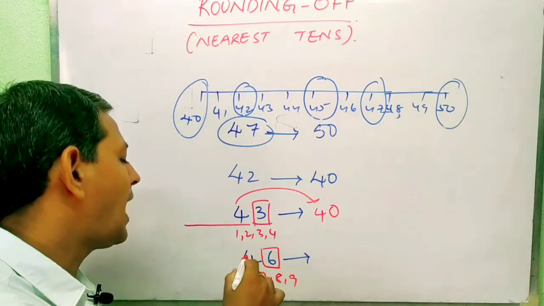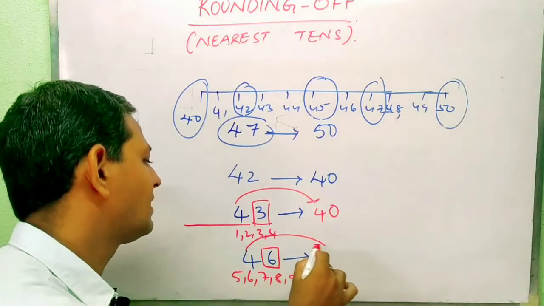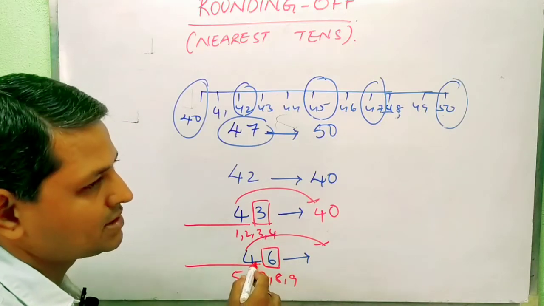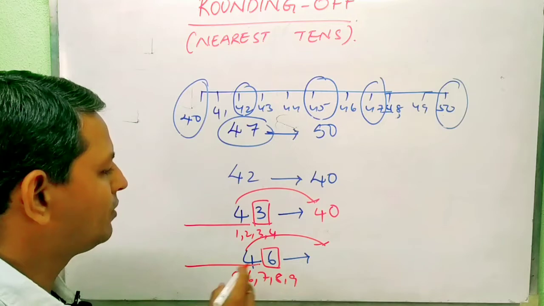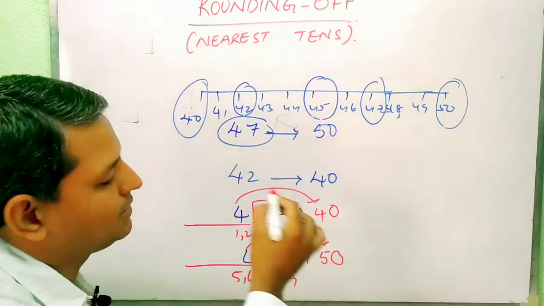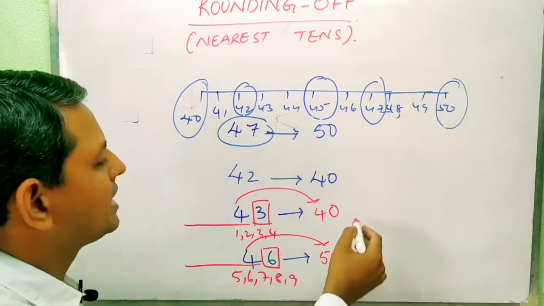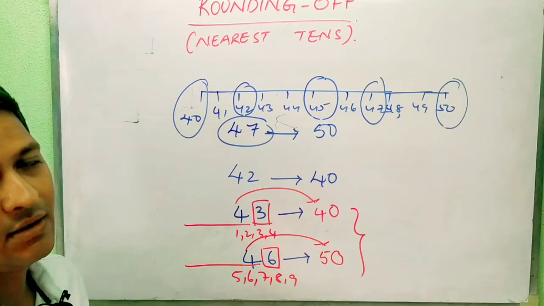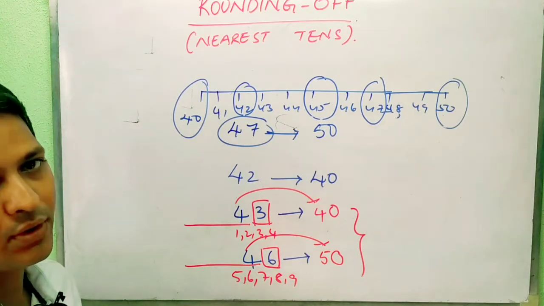If any of these digits is present, we need to add 1 to the number present to the left of it. If 4 is present, 4 plus 1 is 5, and in the ones place we place 0. So these are the rules for writing the nearest 10 of a number when we round off.